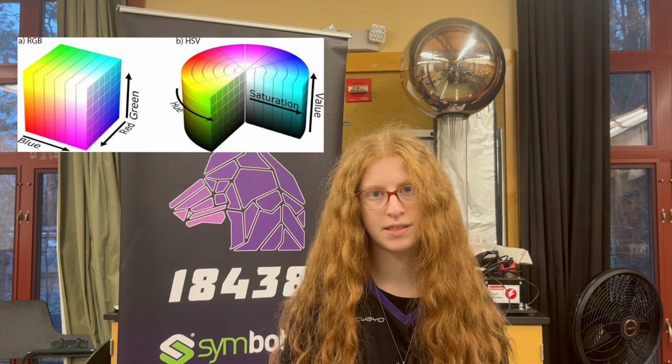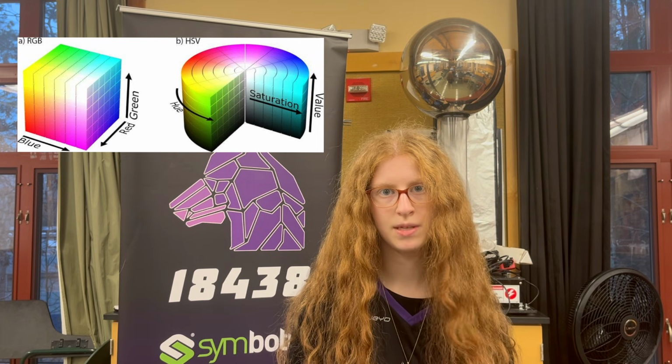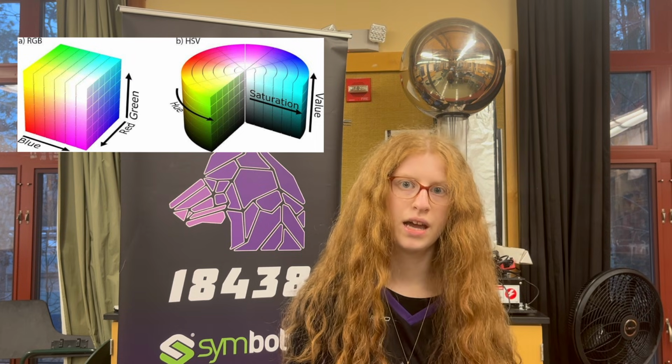The HSV color space is a circular prism with hue, saturation, and value as its axes. This is a lot easier to use, so we'll be using this color space instead for vision tuning. I'll explain how to do that later when we go into the actual code.